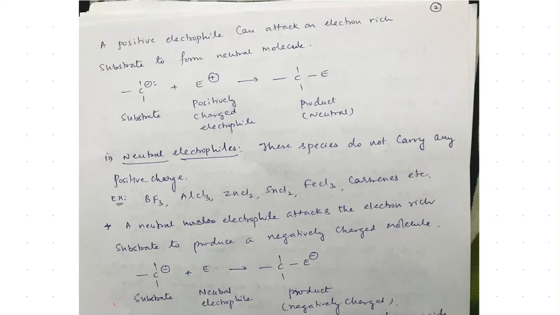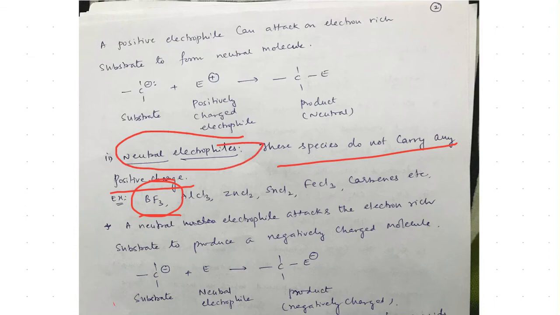Next we talk about neutral electrophiles. These species do not carry any positive charge, but they can be considered electrophiles. The best example is BF3, boron trifluoride. Boron has 3 outermost electrons, and each fluorine contributes 1 unpaired electron, so 3 fluorines contribute 3. 3 plus 3 is 6, so it is short of 2 electrons. BF3 is an electron deficient species, but it does not carry any charge, so such electrophiles are neutral electrophiles.